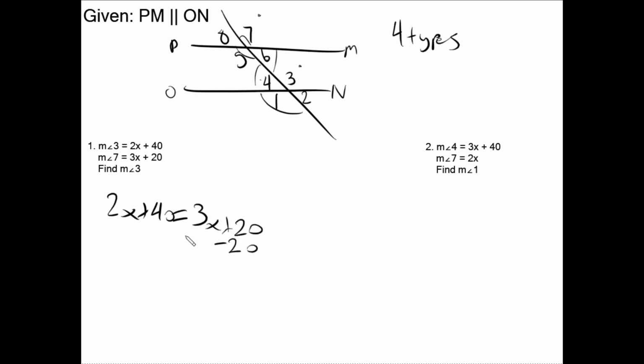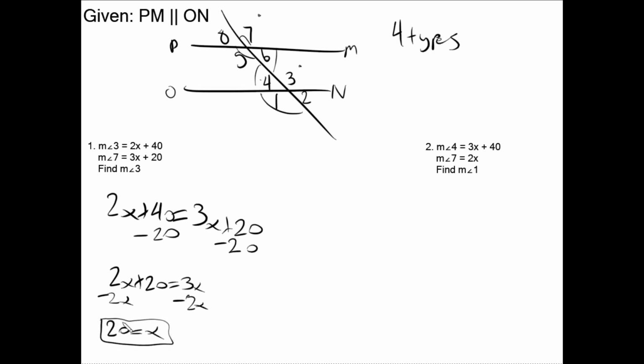Minus 20 from both sides, so you can remove this and have the variable singled out. So 2x plus 20 equals 3x. Same thing over here, minus 2x, minus 2x, so you can have the variable and the number on their own. So now you have 20 equals x.